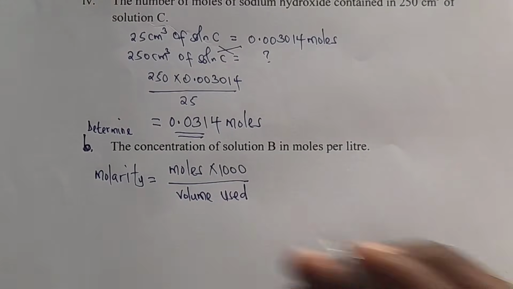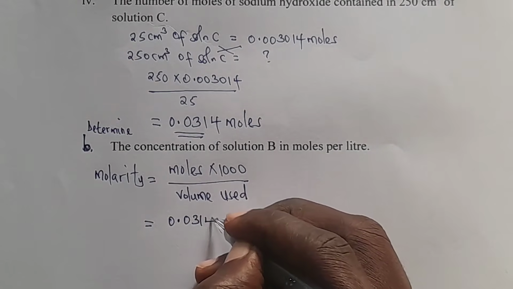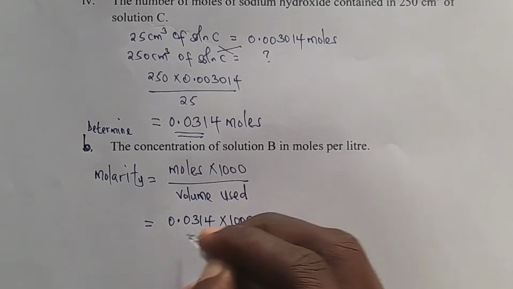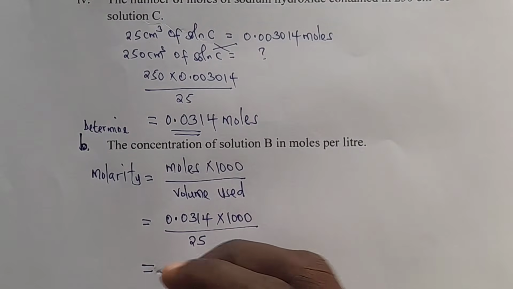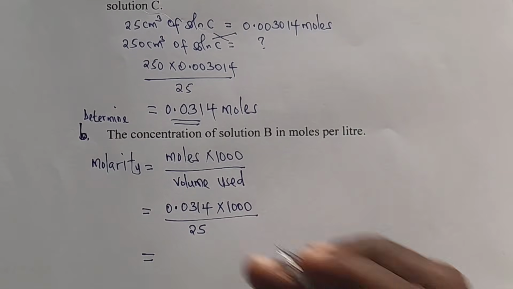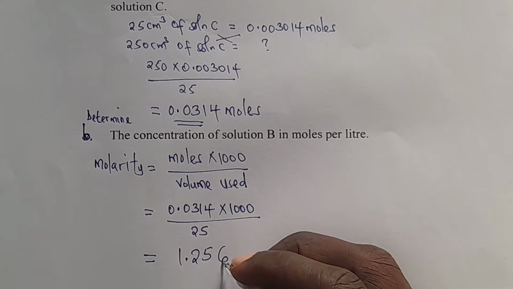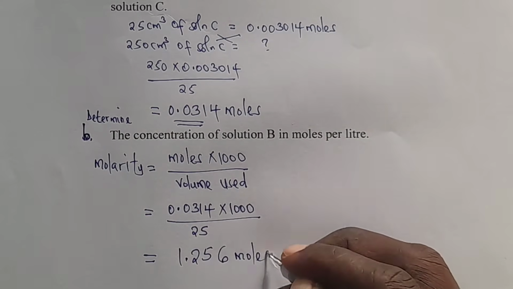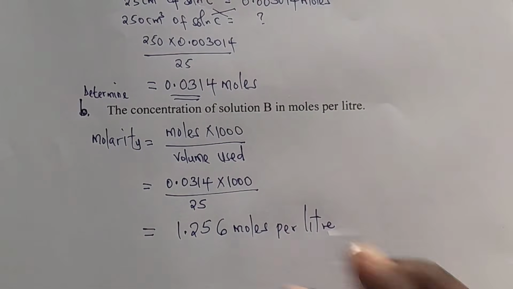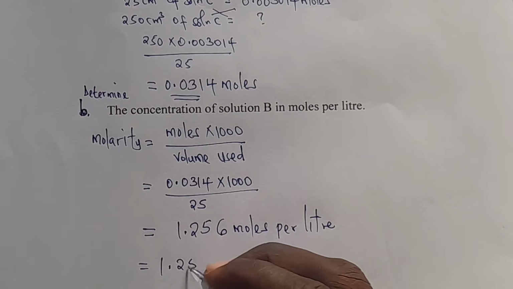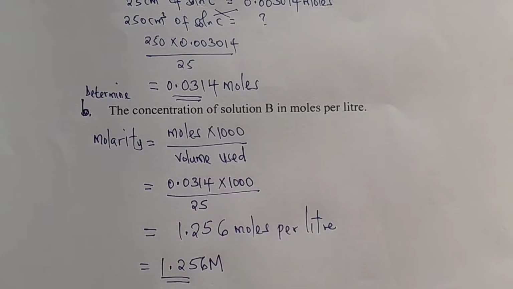So what will be our moles? The moles of sodium hydroxide is 0.0314, multiplied by 1000 and divided by the volume used, which is 25, which was in the pipette. So we are going to get 1.256 moles per liter, which we can write as 1.256 M, with a capital M. That will be the end of our lesson.